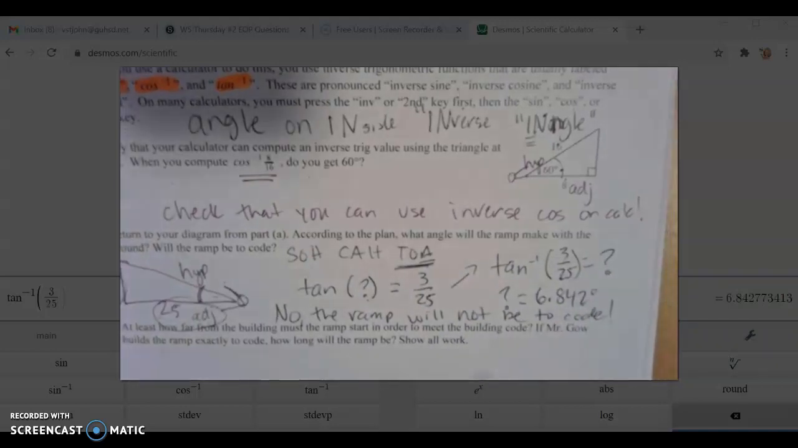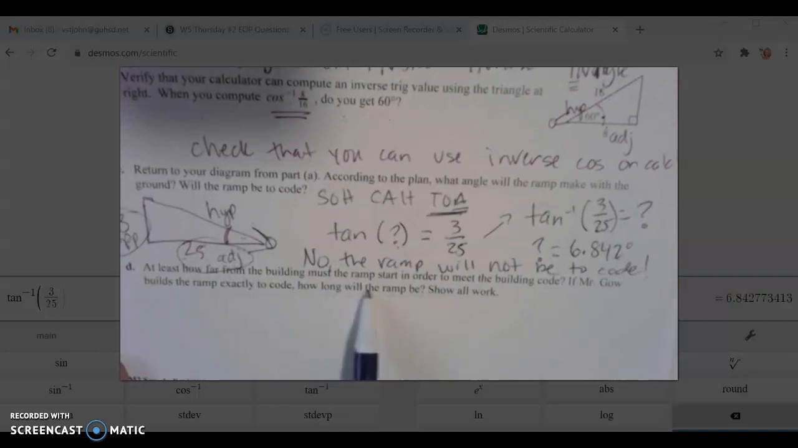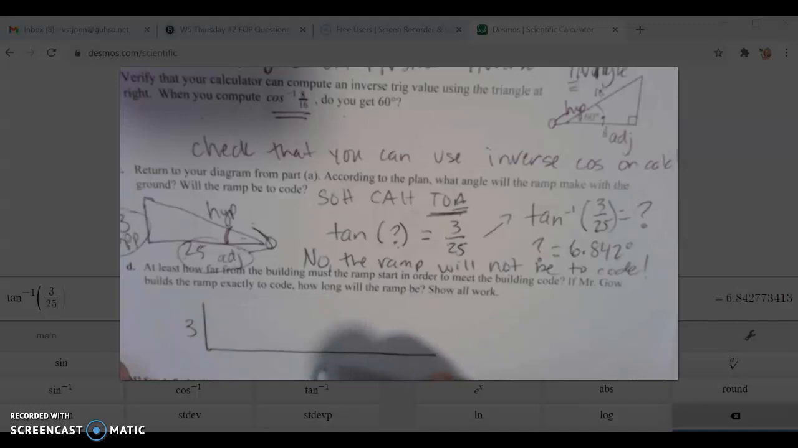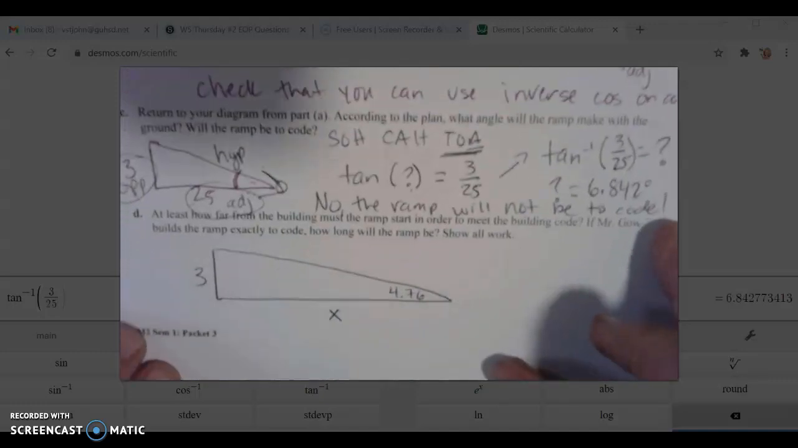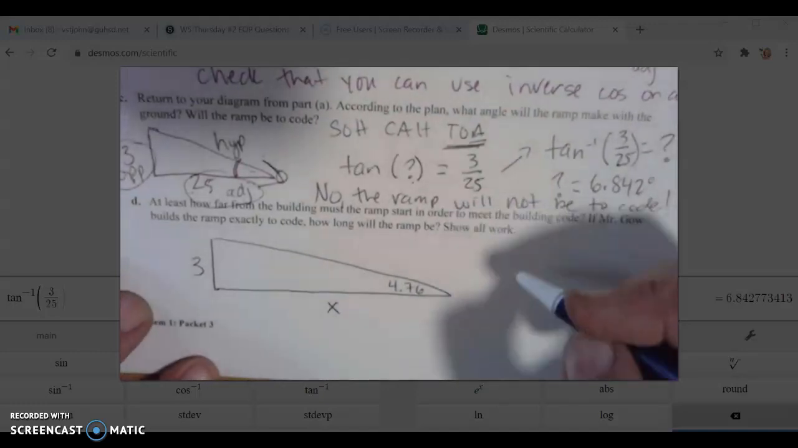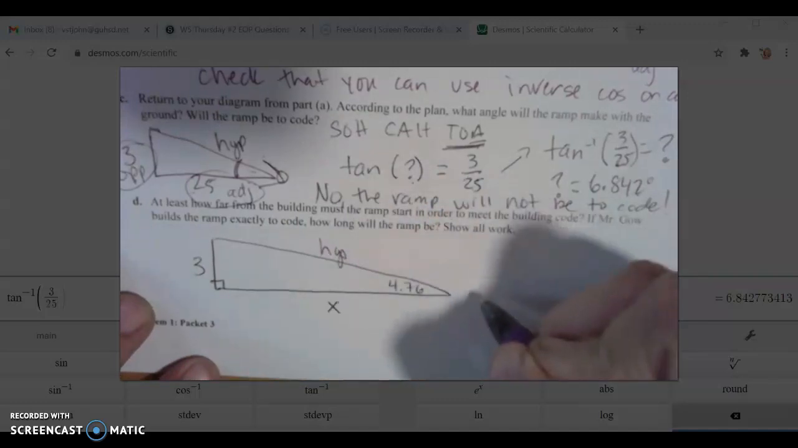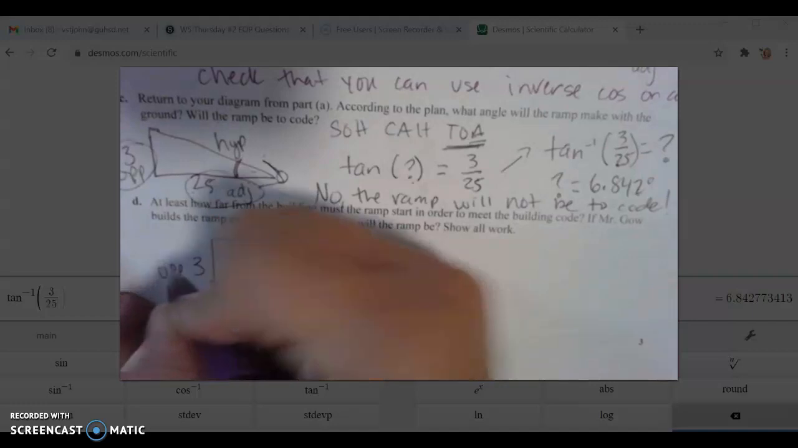Usually with a word problem, you have your answer in a complete sentence. So if we want it to be to code, how long will the ramp have to be? We know it's 3 feet. We don't know this side, but we do know that this angle needs to be at least 4.76. So let's label everything that we know. If this is my 90 degrees, this is my hypotenuse. I'm still standing at the same place, so this is still adjacent and this is still opposite.